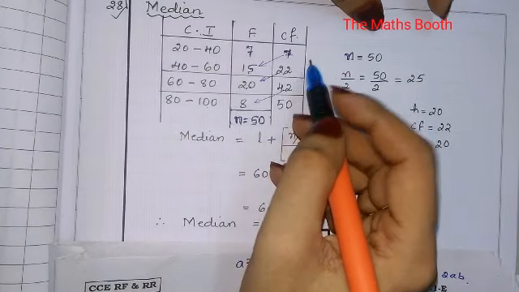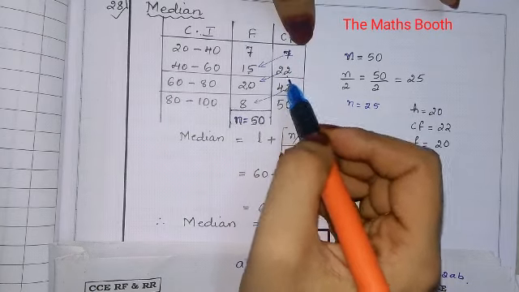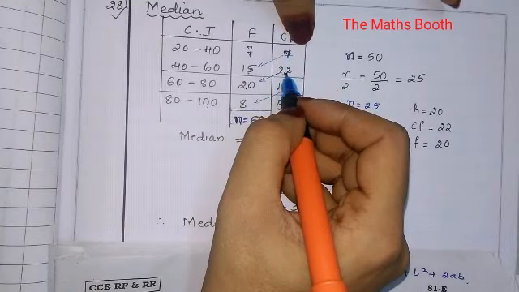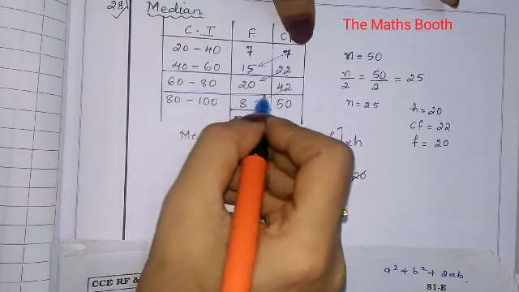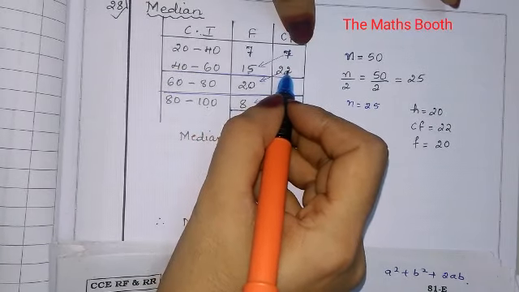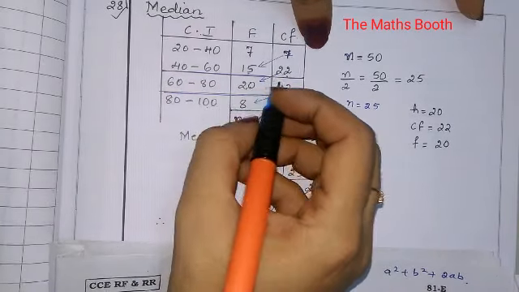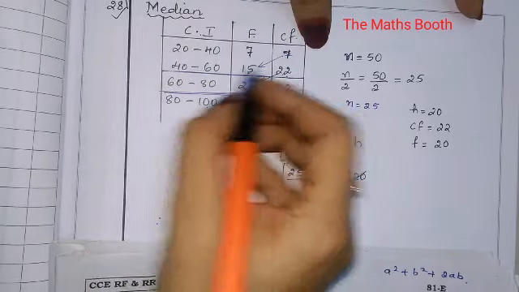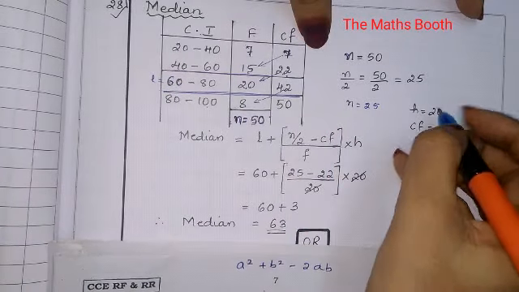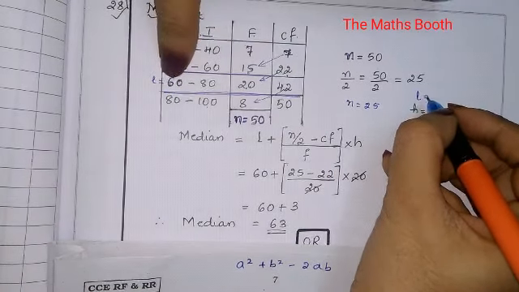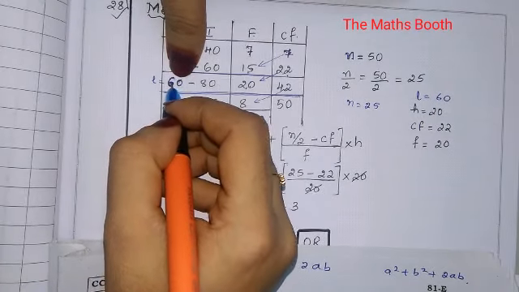So in CF, we have to see after what number 25 comes. After 22, 25 comes. Not after 7, but after 22. So we have to underline this. Now we should go on writing. We have underlined this line, right? L is this first number. L is nothing but 60. The value of L is 60. In the same line, the first lower limit is L, 60.